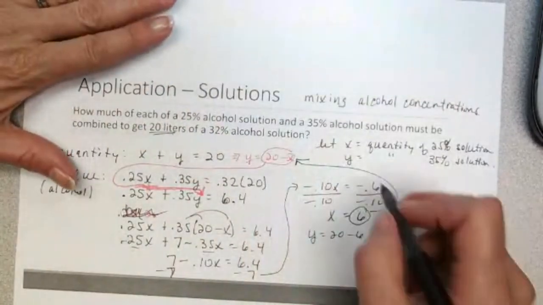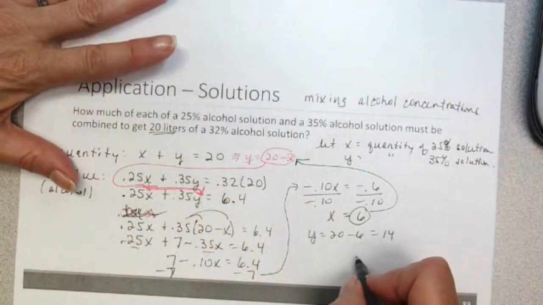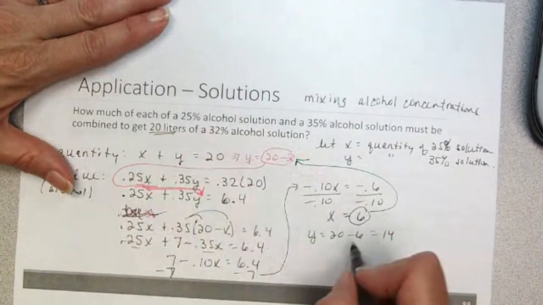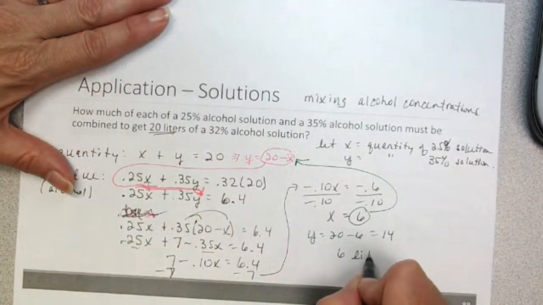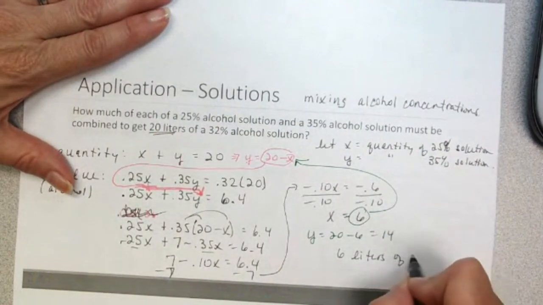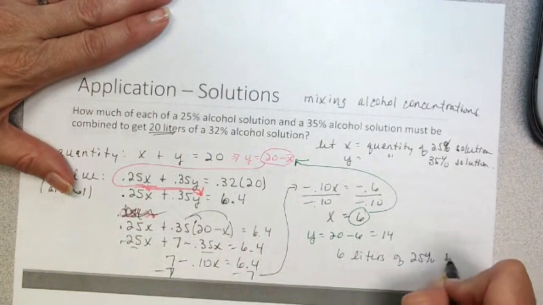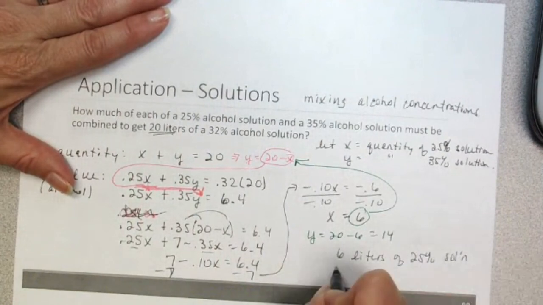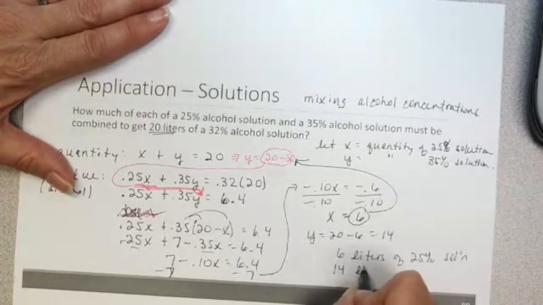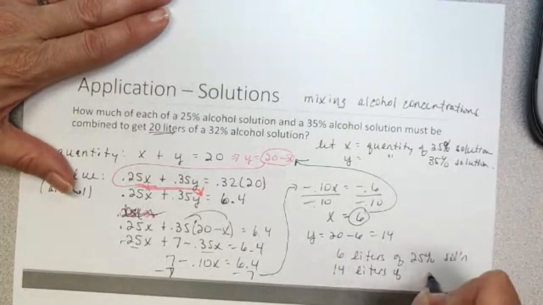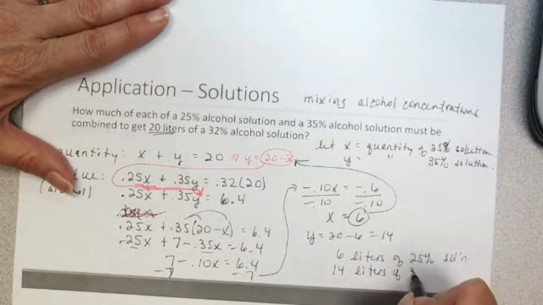Okay, so we need, let's see, what's our liters, right? So we need 6 liters of 25% solution, and we need 14 liters of 35% solution.